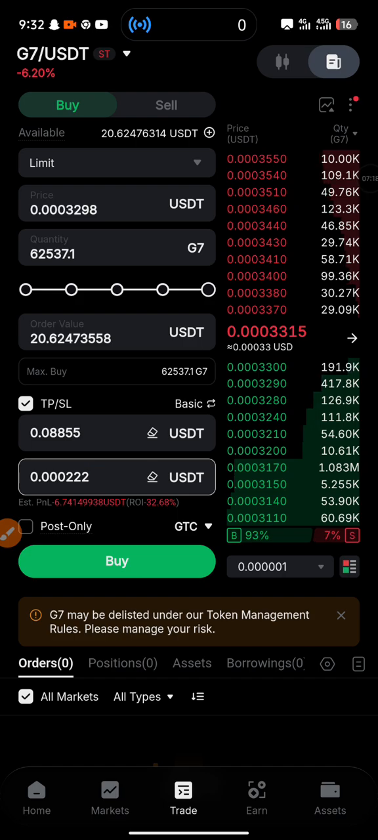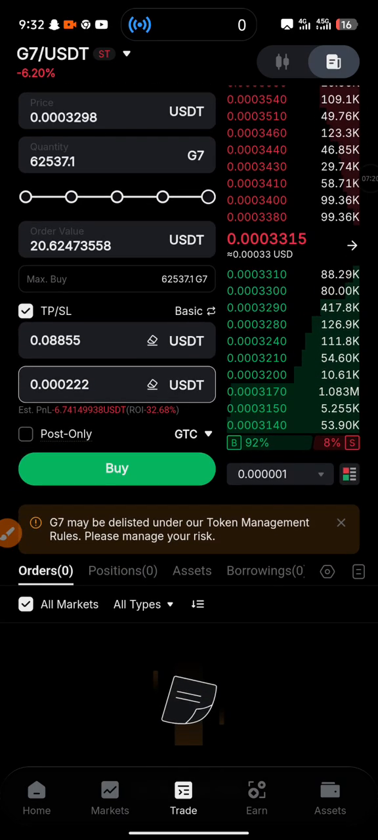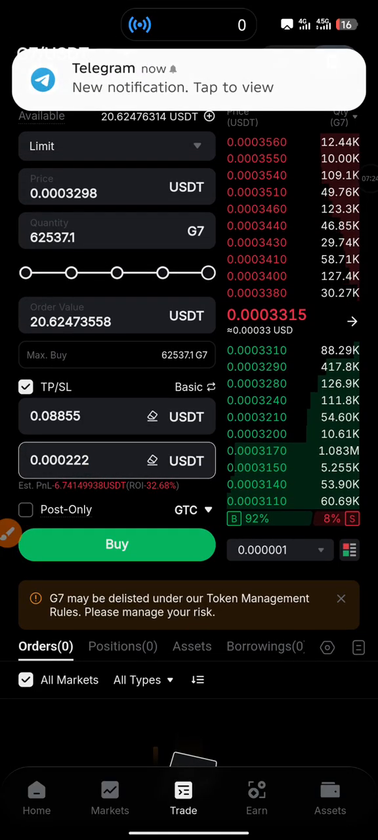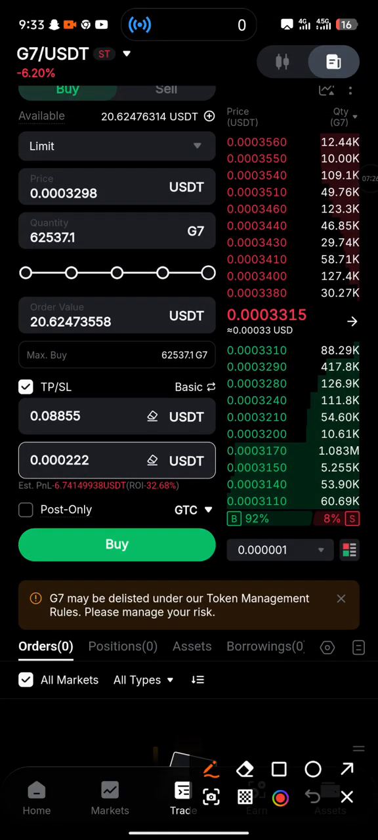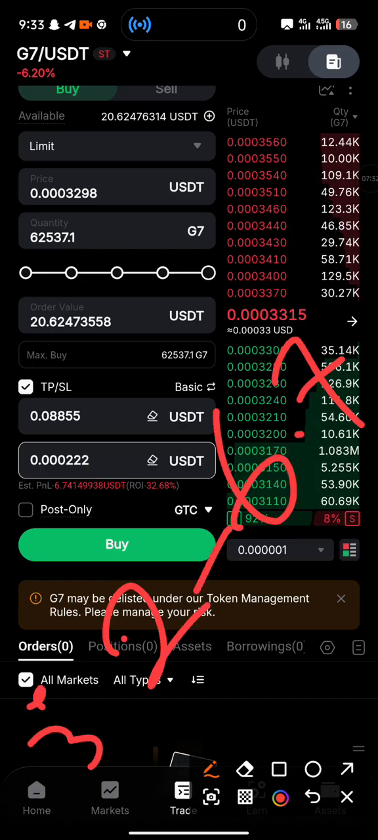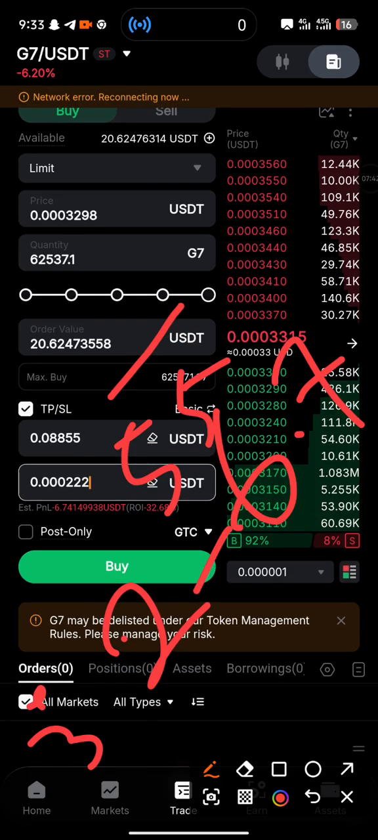All right, so this is actually what I'll be getting. This is what I'll be losing if it got to 0.0002. I'll be losing 6.7, and if it gets to 0.0055 as my take profit, I'll be getting 5.5.